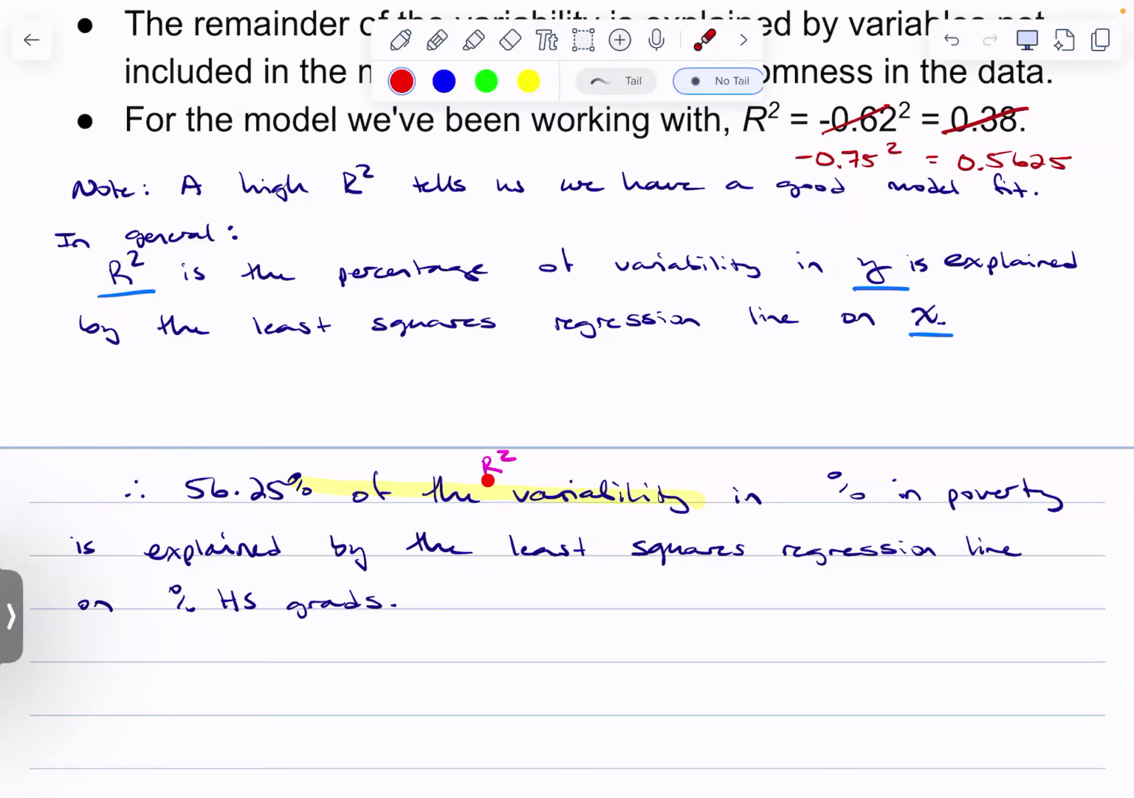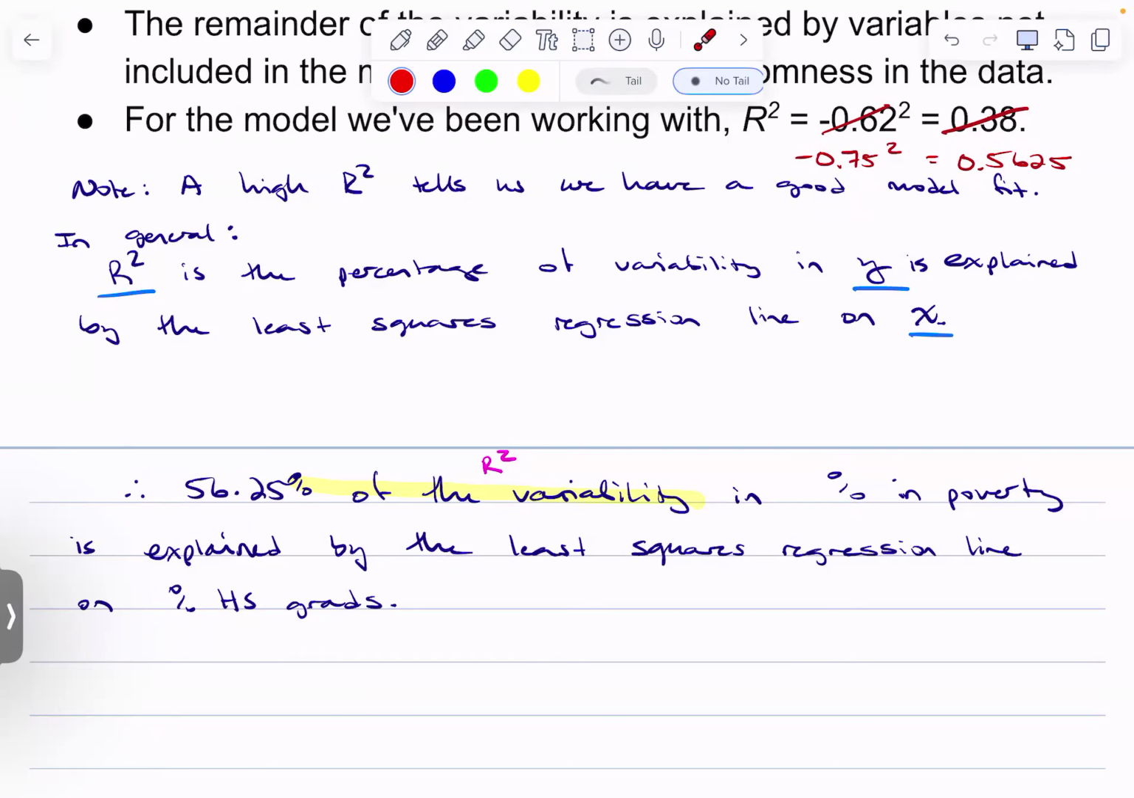But I do need you to be able to recognize if I give you the R squared. Right? And so if I tell you 56.25% of the variability in percentage in poverty is explained by the least squares regression line on percentage of high school grads, what would a reasonable follow-up question be to that? You could use that to find the correlation, right?